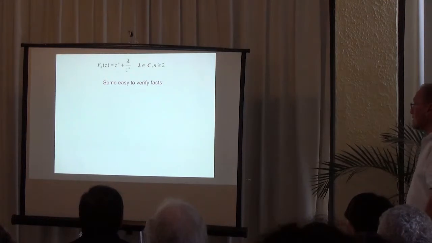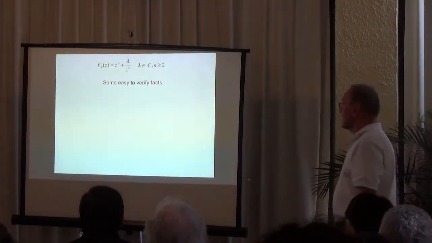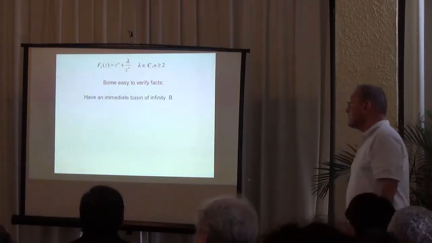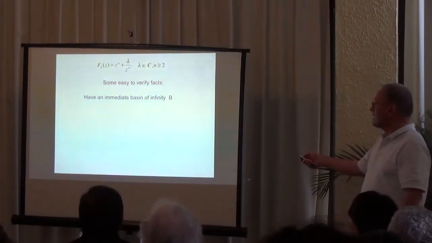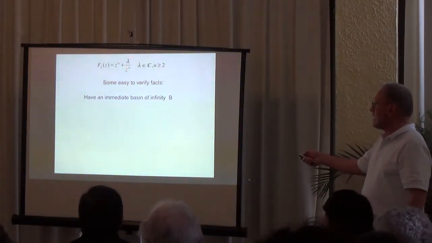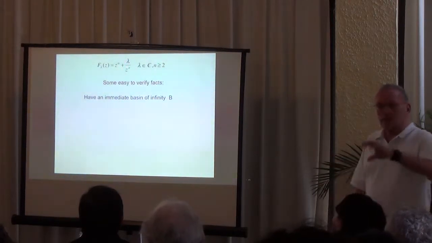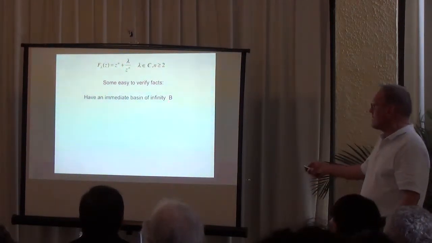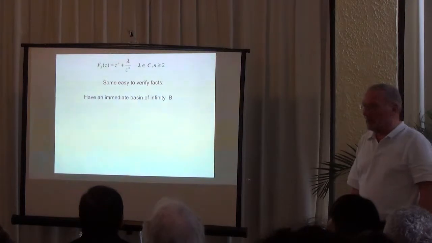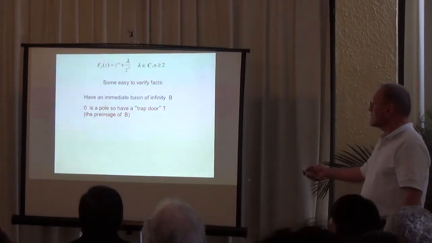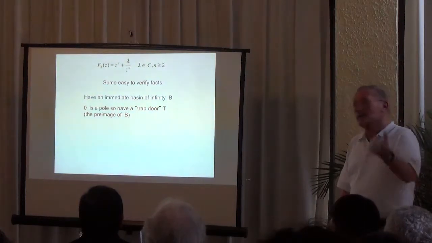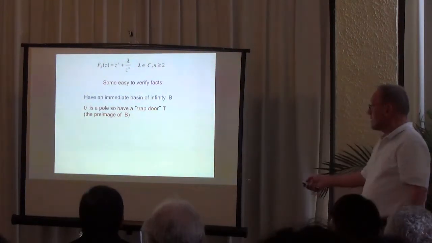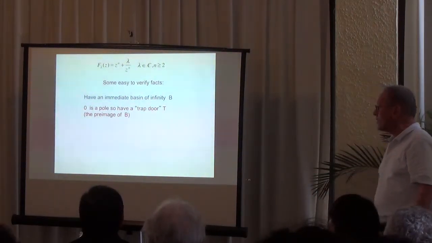Okay, now let's go back to z to the n plus lambda over z to the n. Here are some easy to verify facts. If you go out near infinity, if z is large and this term is negligible, your function is just like z to the n, so you have an immediate basin of infinity. On the other hand, zero is a pole, so the neighborhood of zero that's mapped to the basin of infinity, we call that the trap door.